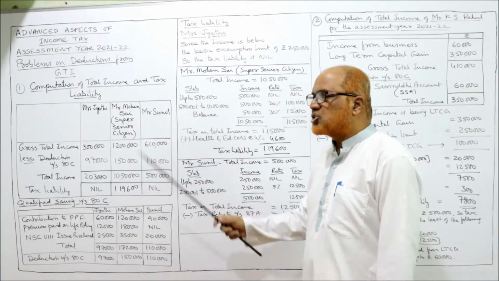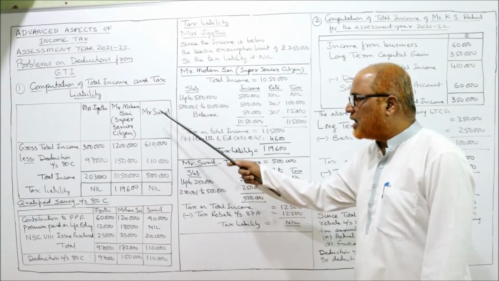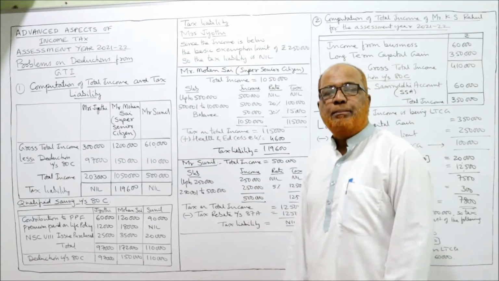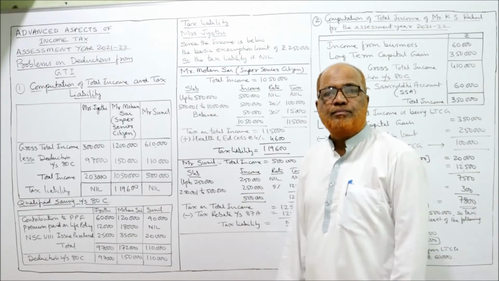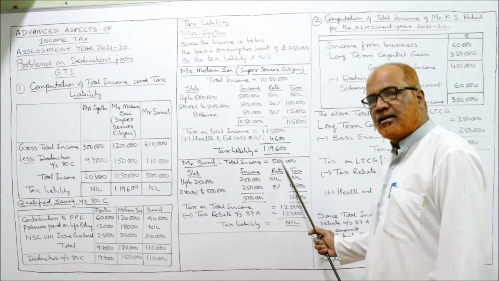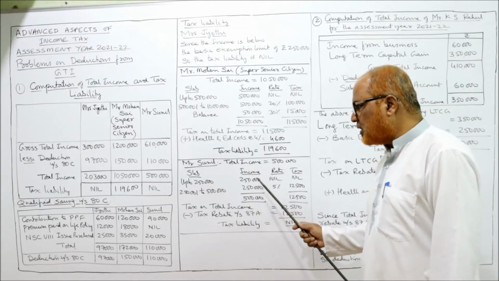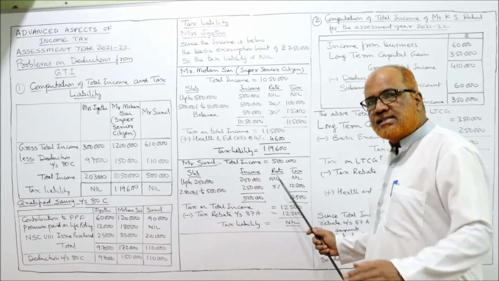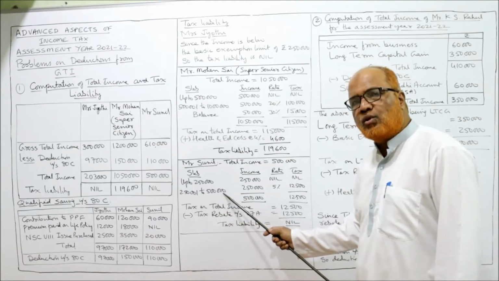The last is Mr. Sunil. Sunil's income is 5 lakh, which is more than 2,50,000, so tax will be applied. See, Mr. Sunil, total income 5 lakh. Up to 2,50,000, income 2,50,000, nil. The second slab goes from 2,50,000 to 5 lakh.